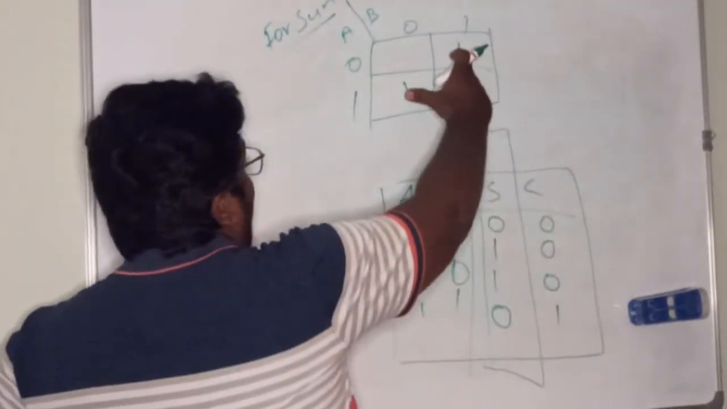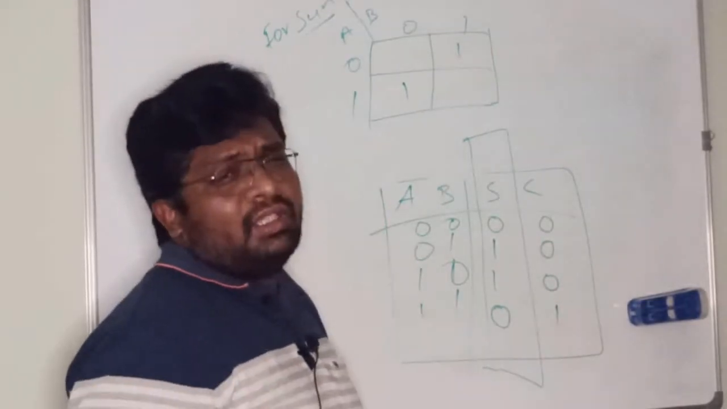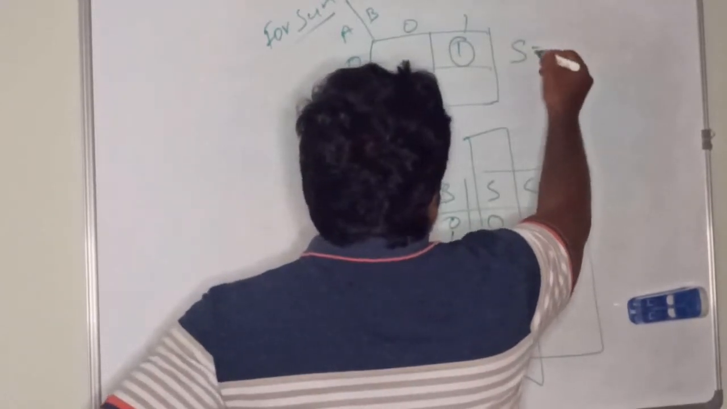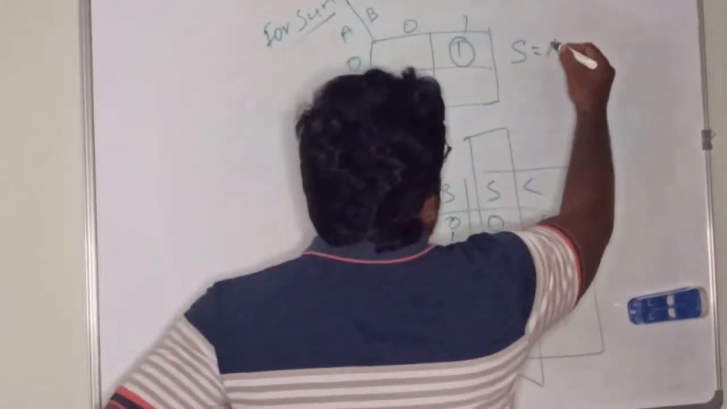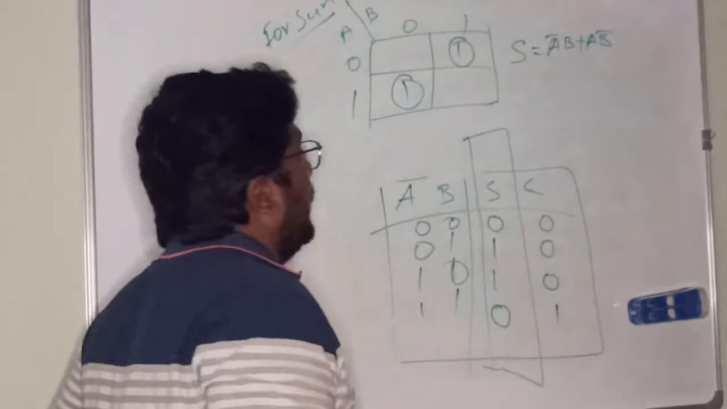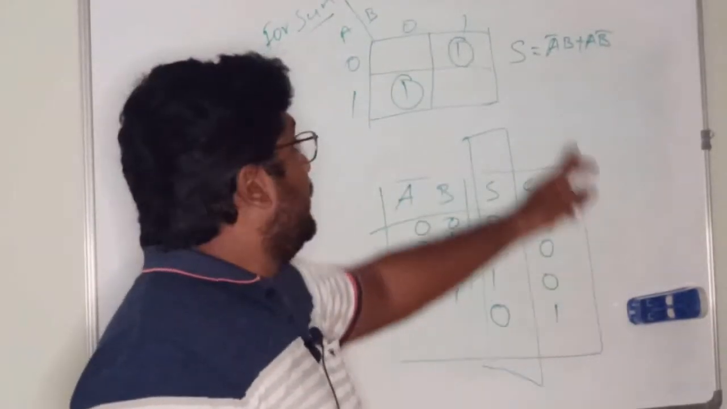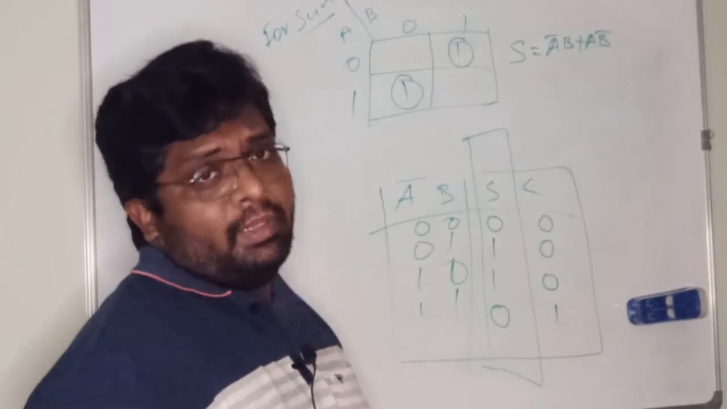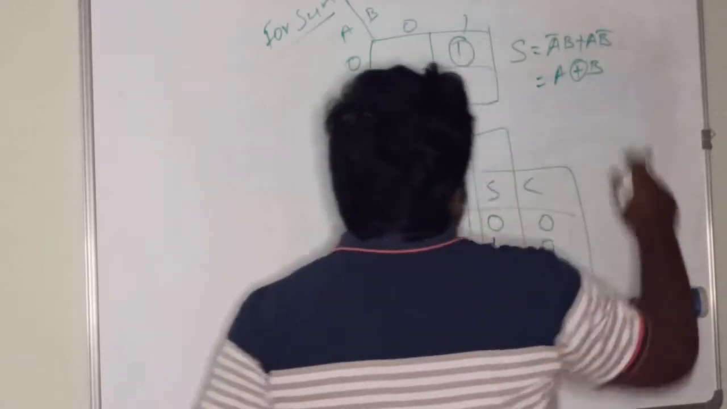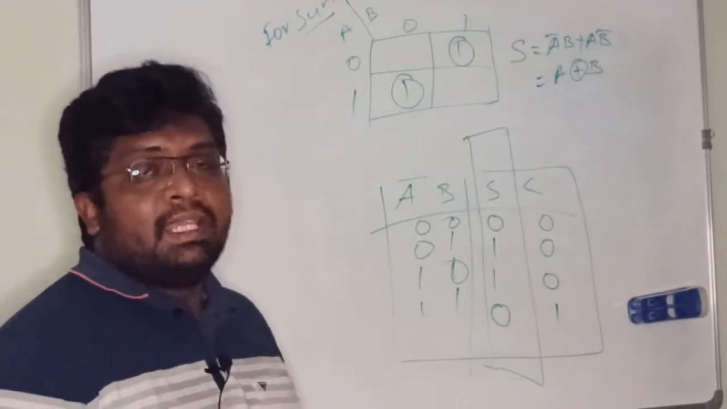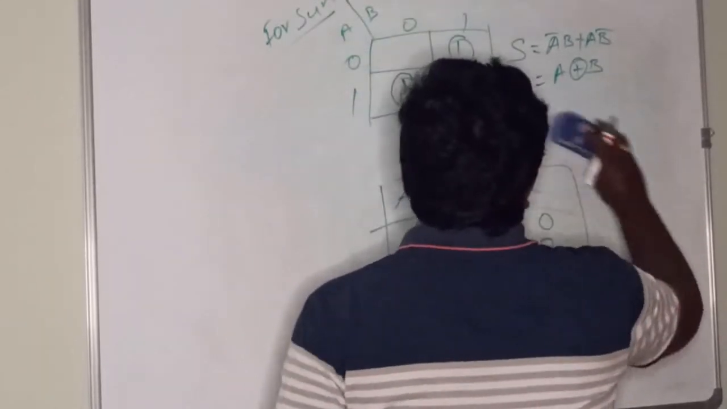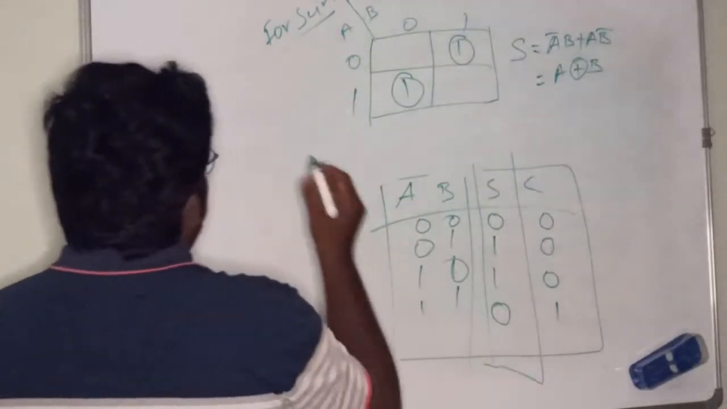Here we are unable to form a grouping, so we need to take them individually. So sum S is equal to A complement B plus A B complement. So the sum for this half adder will be A complement B plus A B complement. We can write this as A XOR B, as A XOR B is equal to A complement B plus A B complement. Now let us draw the K-map representation for the carry C.